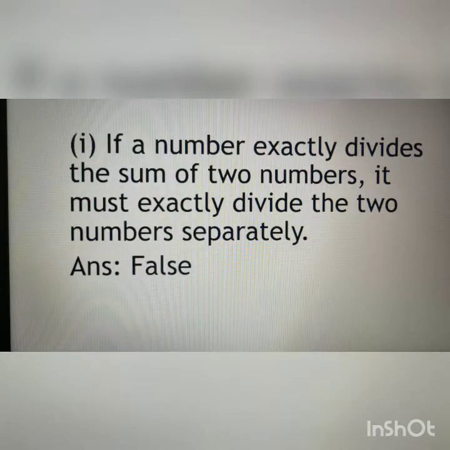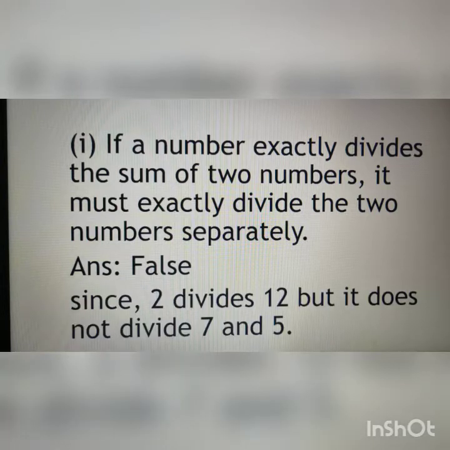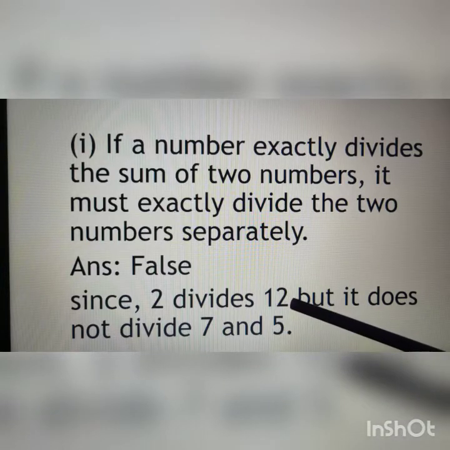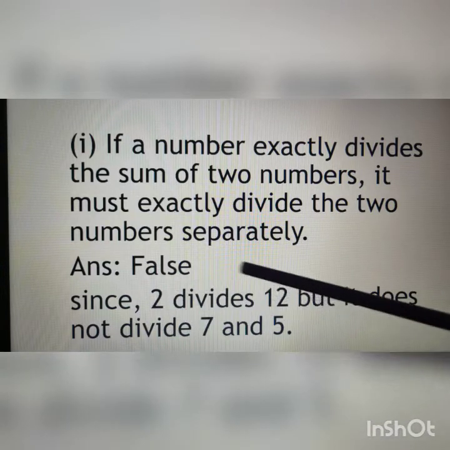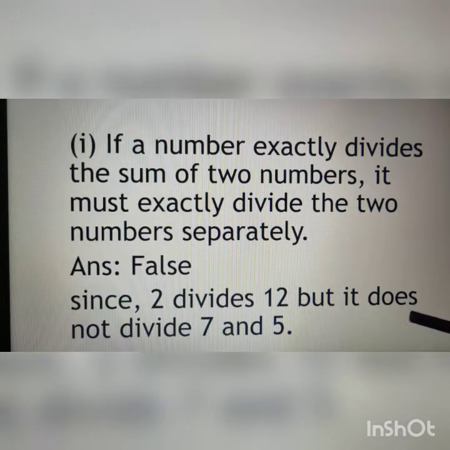Question I: If a number exactly divides the sum of two numbers, it must exactly divide the numbers separately. Answer is false. An example is given as a reason. We take 7 and 5, and their sum is 12, and 2 divides 12 but it does not divide 7 and 5 separately. So the answer is false.